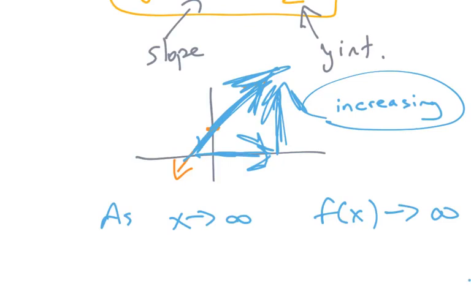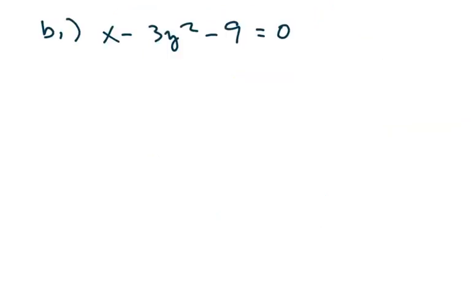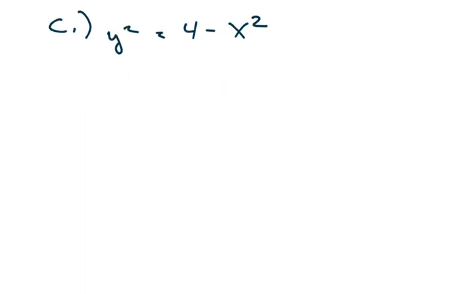Let's take a look at another one. So remember, we're deciding if it's linear or not. So because we have a squared term, this just means it's not linear. And there you have it. In C, again, you have squared terms, therefore not linear.